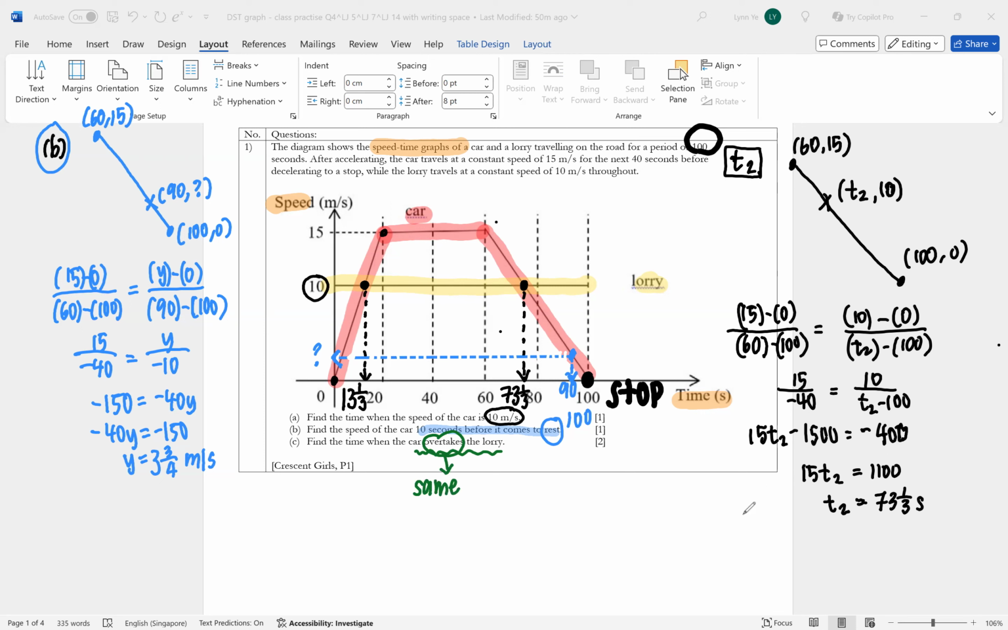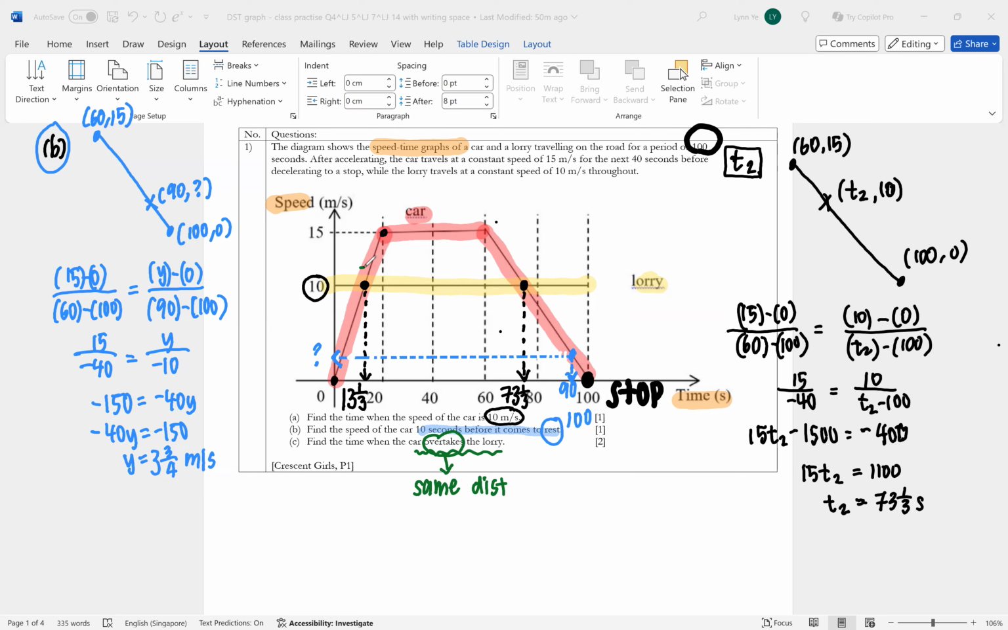The moment they tell you the car overtakes the lorry, it means something is the same. What will be the same? For the car to overtake the lorry, what? Very good. It means the car and the lorry must have the same distance.